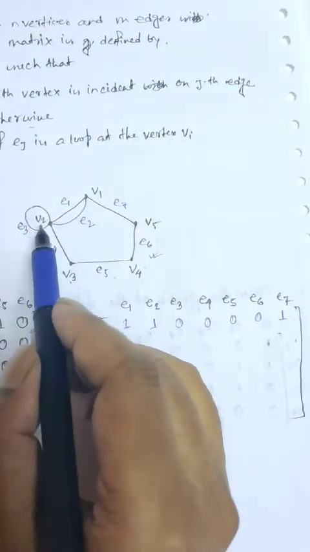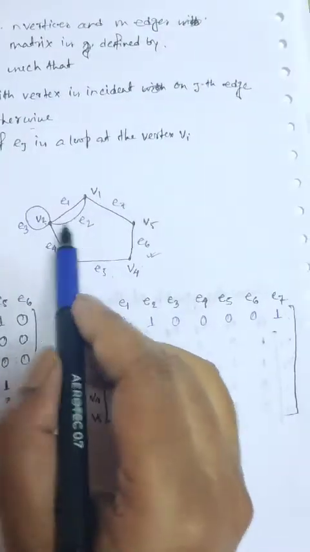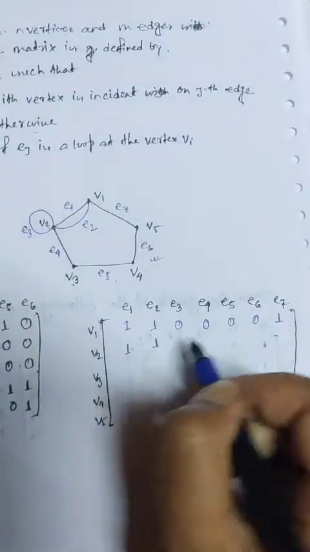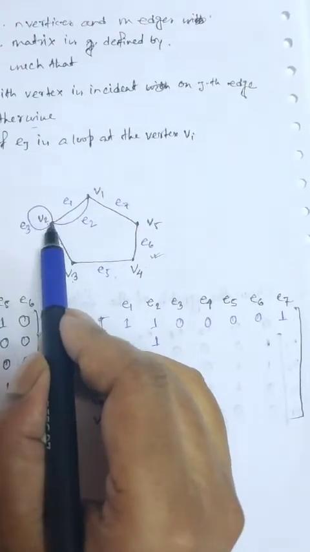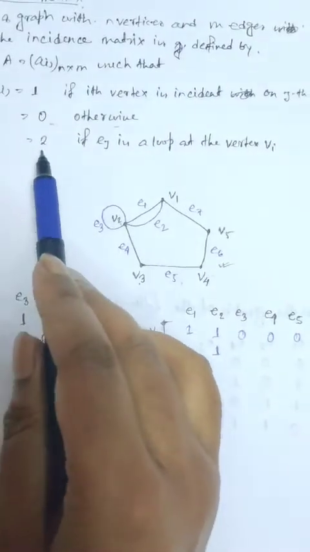So now come to the vertex V2. V2 is adjacent to E1, okay. V2 is adjacent to E2, okay. V2 is adjacent to E3, and see here there is a loop, so here we will put 2.